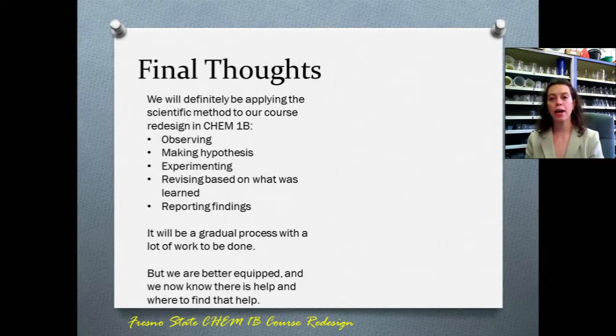So it'll be a gradual process as we make the changes, because there's a lot of work to be done, but there's a lot of resources out there that can help us get that done.